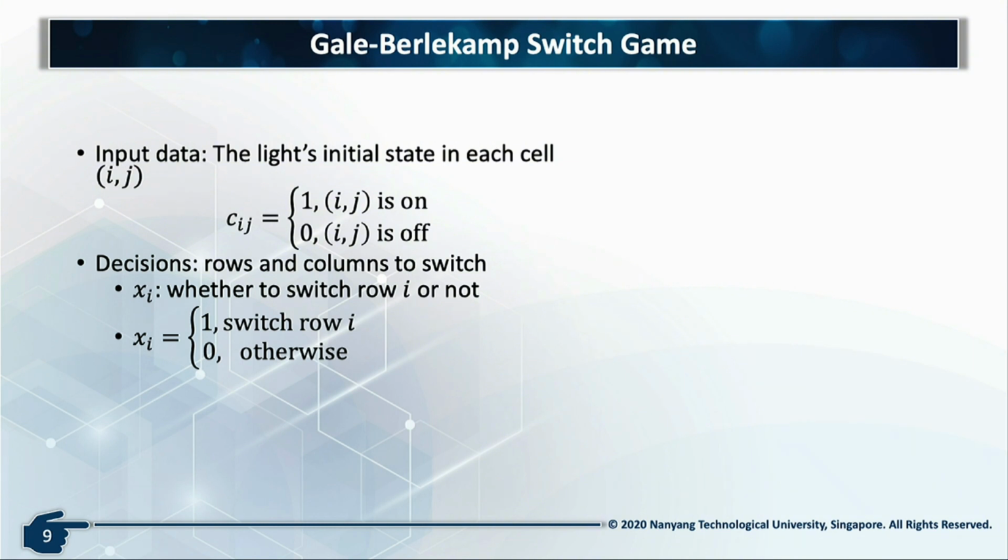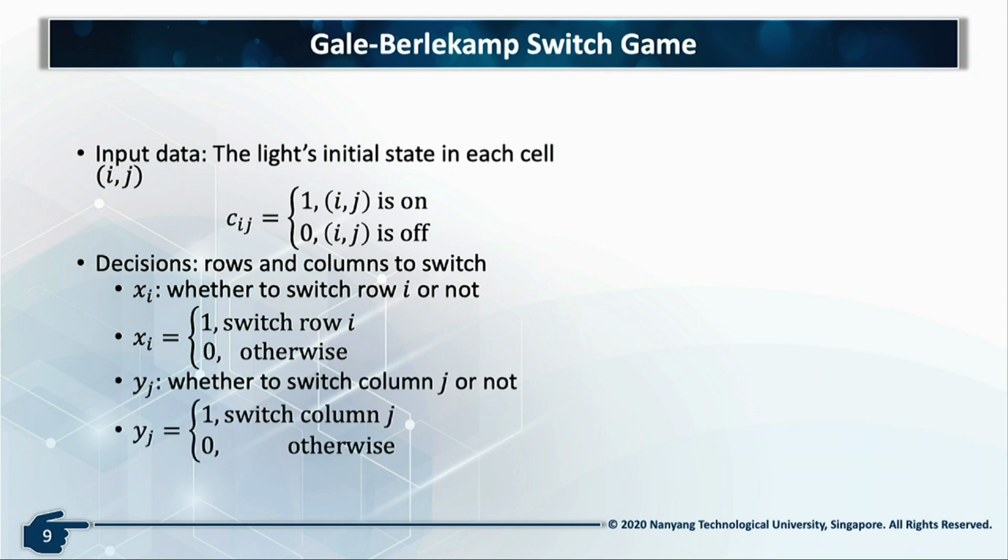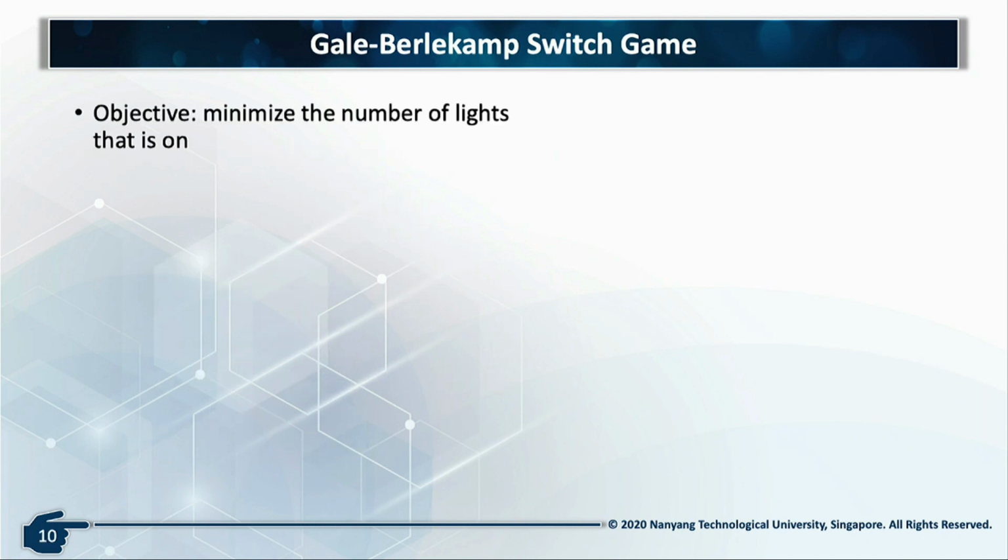Similarly, you can go through each of the columns and determine whether you would like to switch each column or not. We can use another set of binary variables yj to encode this decision. yj equals 1 if you decide to switch column j. Otherwise, yj equals 0. So with these decision variables, the next step is to formulate our objective using the introduced decision variables xi and yj.